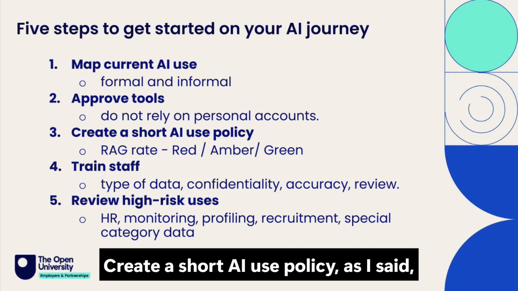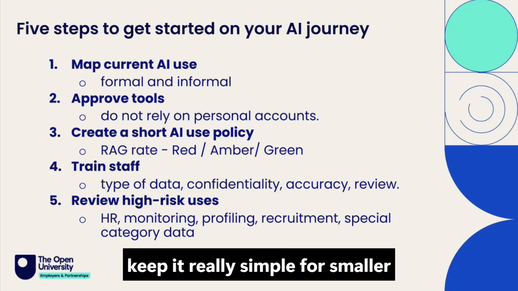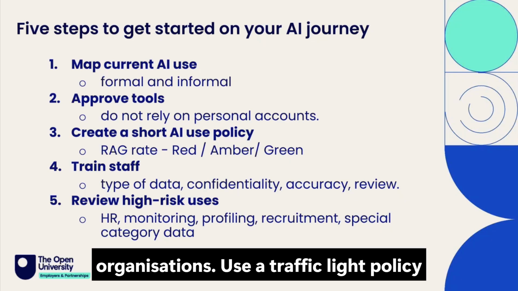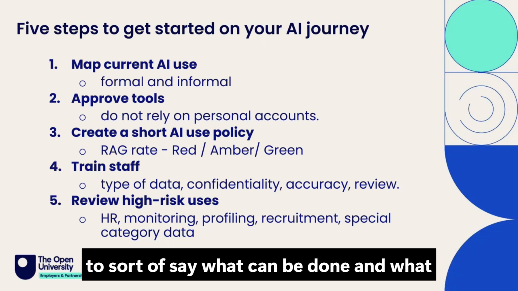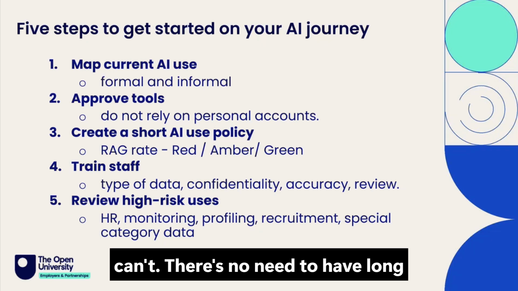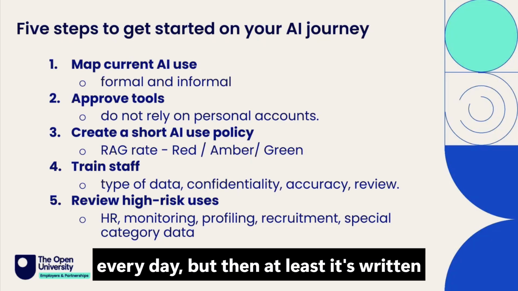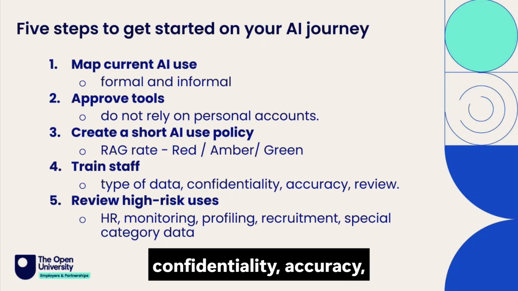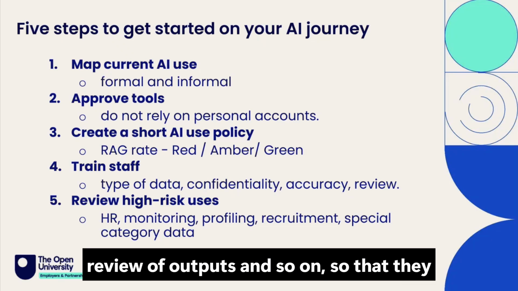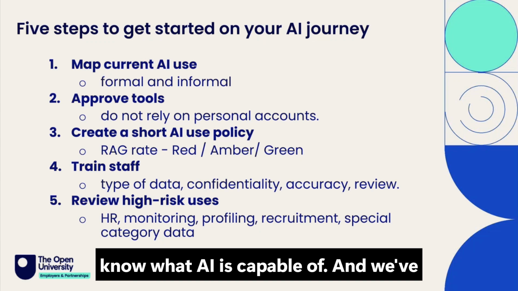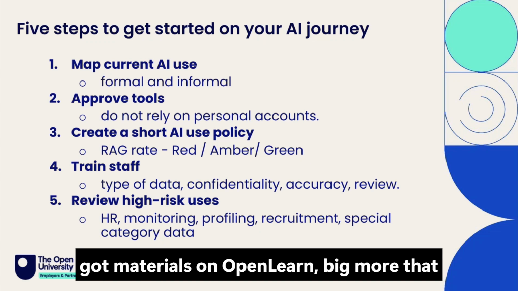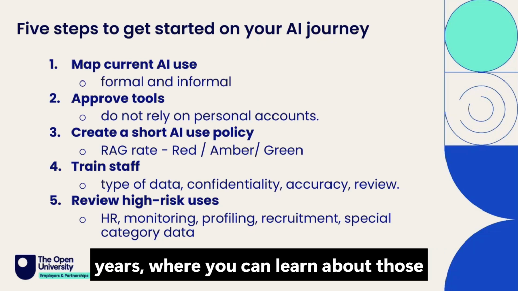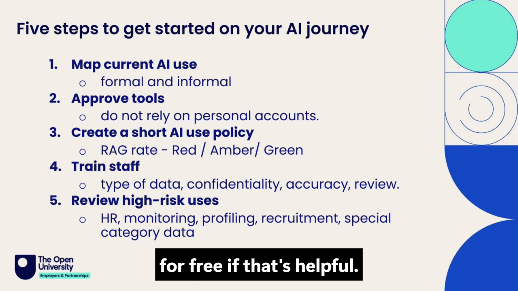Create a short AI use policy. As I said, keep it really simple for smaller organizations. Use a traffic light policy to sort of say what can be done and what can't. There's no need to have long rules if you're talking to each other every day, but then at least it's written down. Train staff, make sure that they understand about data confidentiality, accuracy, review of outputs, and so on, so that they know what AI is capable of. And we've got materials on OpenLearn, and there'll be more that head that way, I'm sure, over the next few years, where you can learn about those for free, if that's helpful.